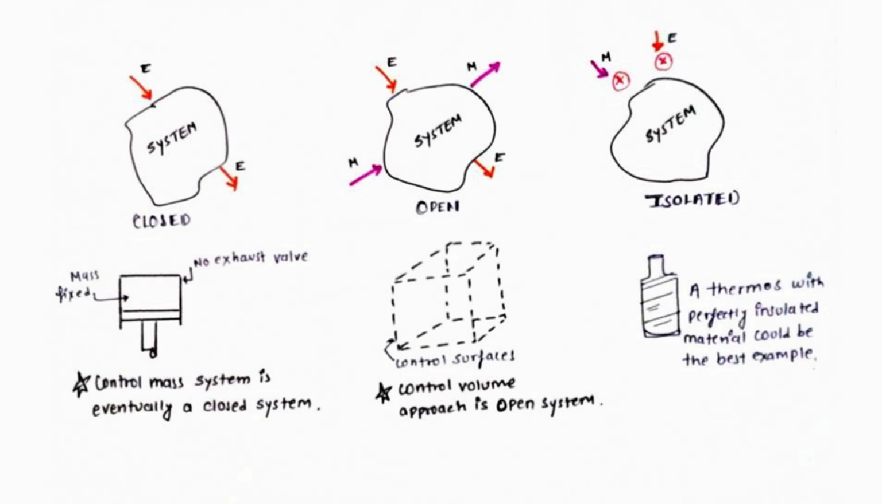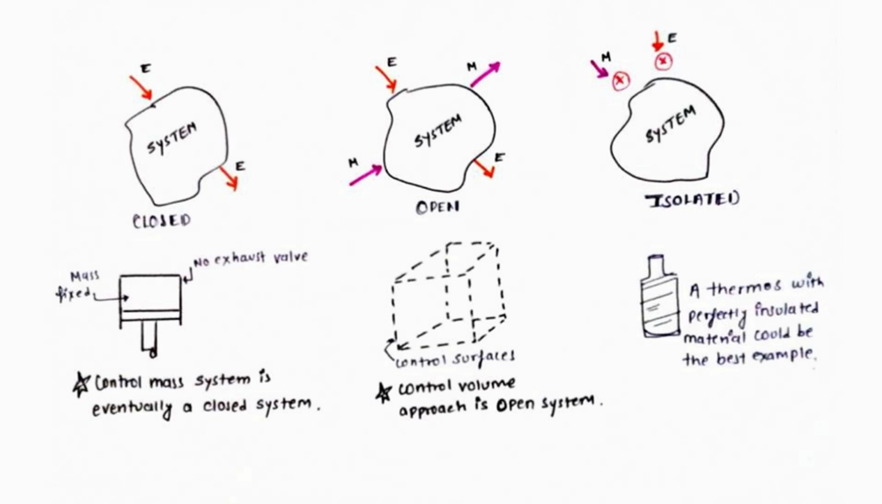A control mass system is eventually a closed system. Here energy interaction is possible, but there is no mass interaction because the mass is finite. Mass is not going to change. Next is your control volume system. A control volume system is basically an open system in which mass interaction as well as energy interaction is possible. And then we have the isolated system.